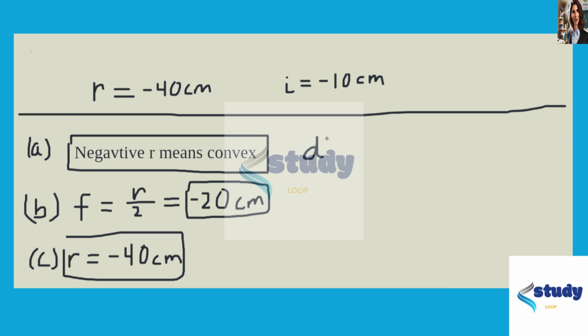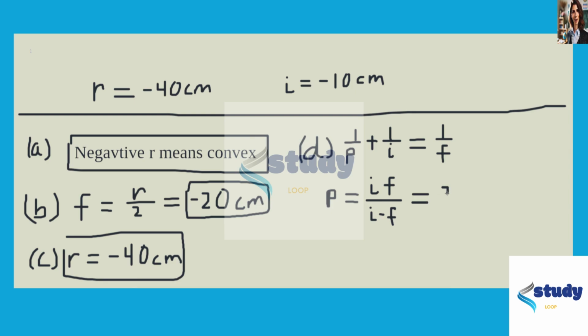Part D wants to know the distance to the object, so we can get that from 1 over p plus 1 over I, the image distance, is equal to 1 over f, the focal length, which we now know. We can rearrange this equation to solve for p, and we find that p is equal to I times f divided by I minus f. So plugging in those values into this expression, we find that p is equal to 20 centimeters. We can box that in as our solution to part D.